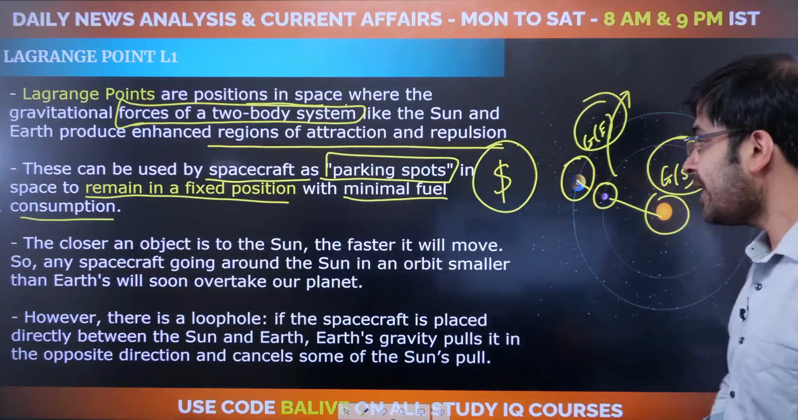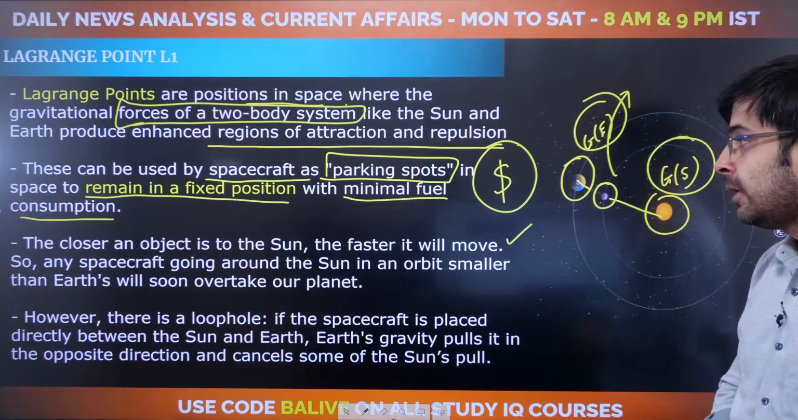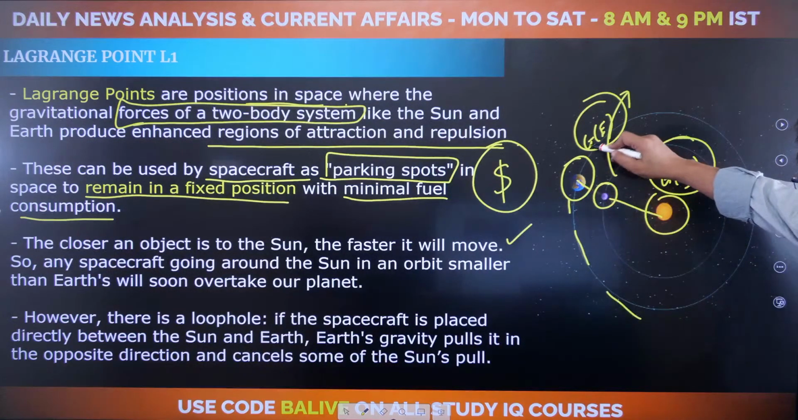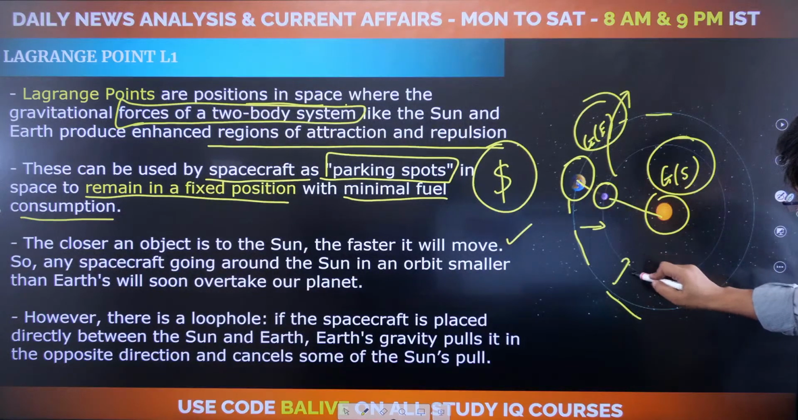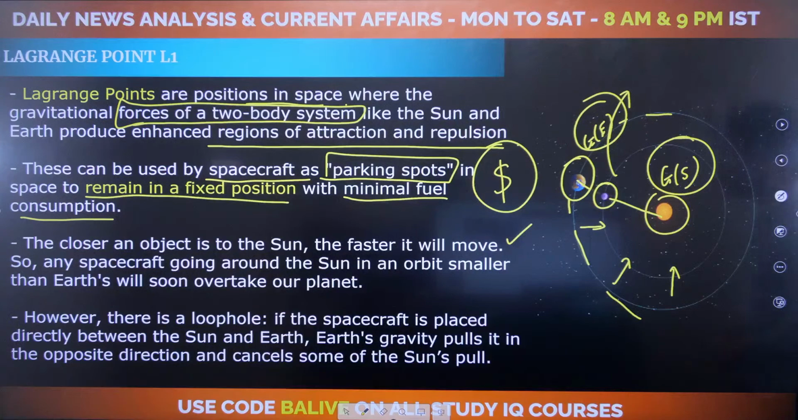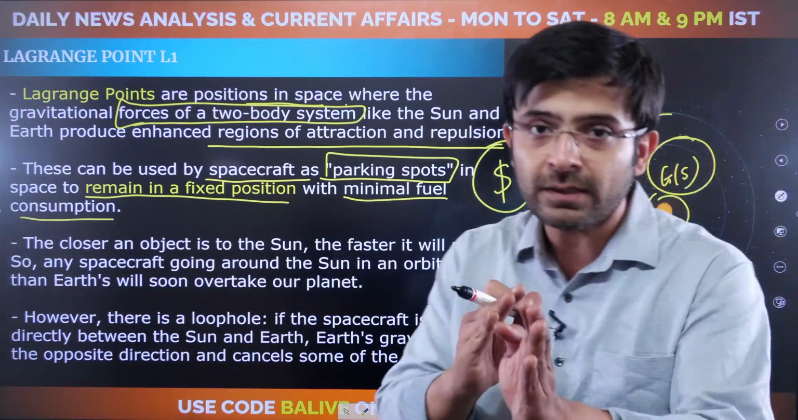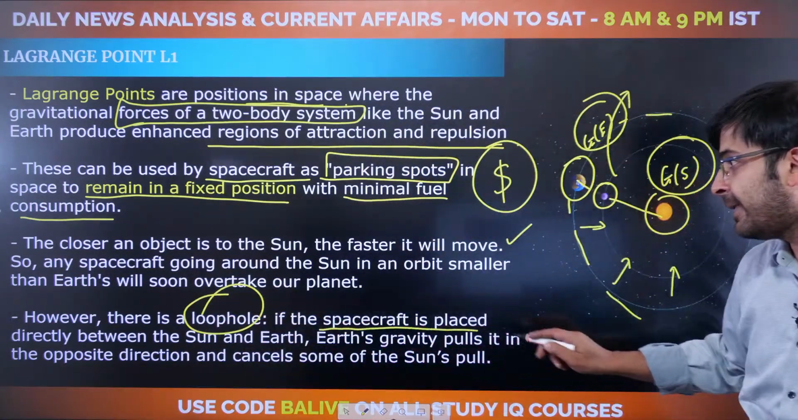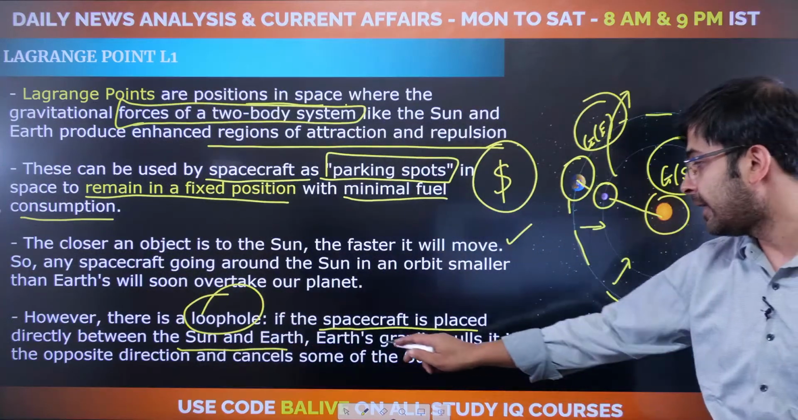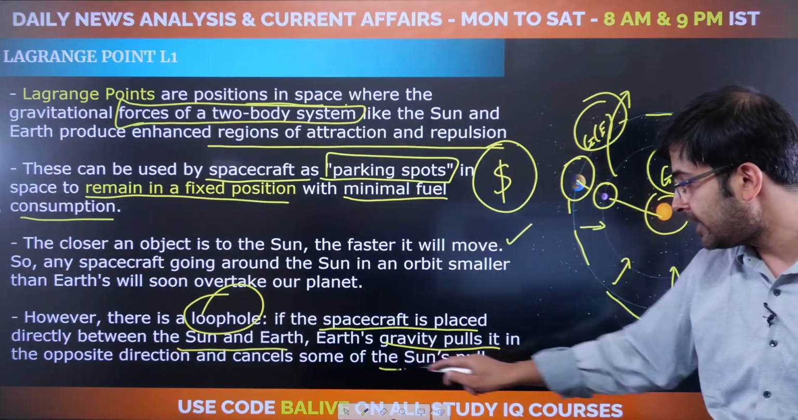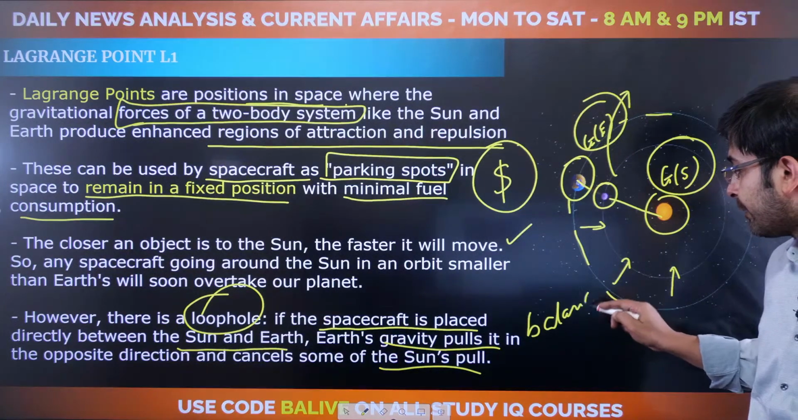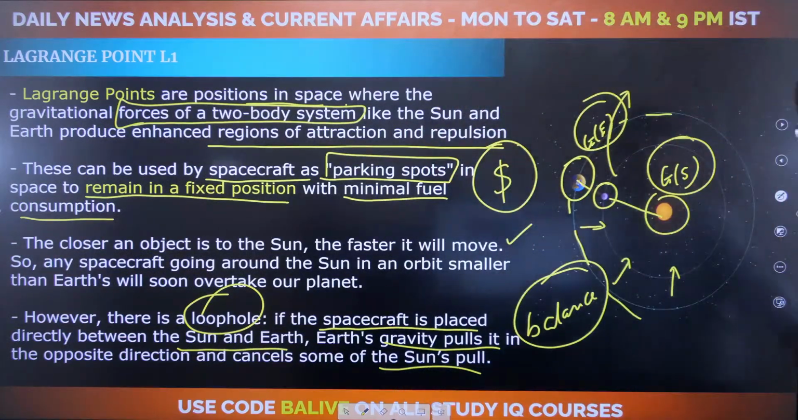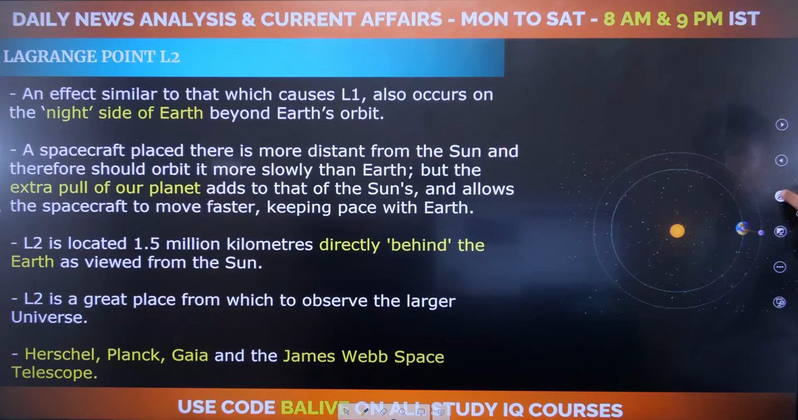Now, the closer an object to the sun, the faster it will move, like I told you. So, any spacecraft going around the sun in an orbit smaller than the Earth's orbit, if your orbit is anywhere inwards, you are going to complete that revolution fast. You are going to go faster than the Earth, which is why the loophole is being exploited. If the spacecraft is placed directly between the sun and the Earth, the gravity pulls it in the opposite direction, and thus you are looking to find balance in the system. Once you achieve balance in the system, your L1 is done. So, this is your point L1. Now, let's look at L2.